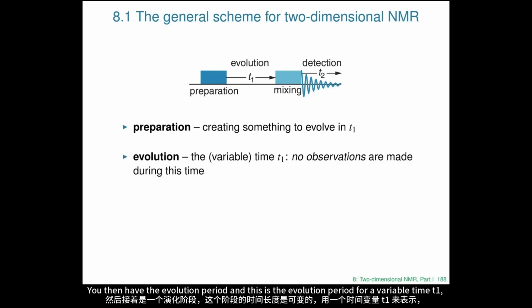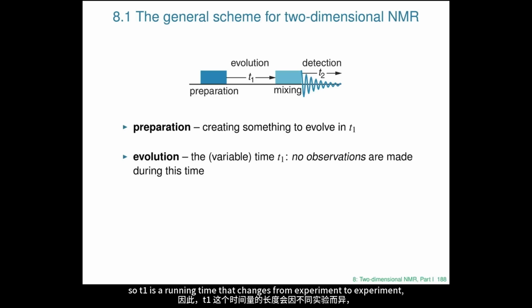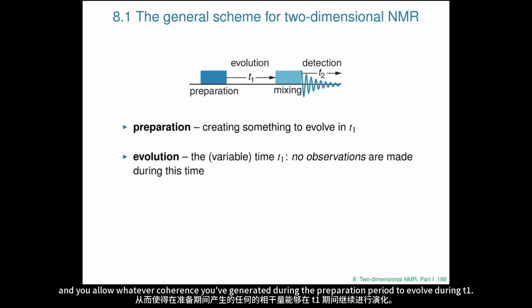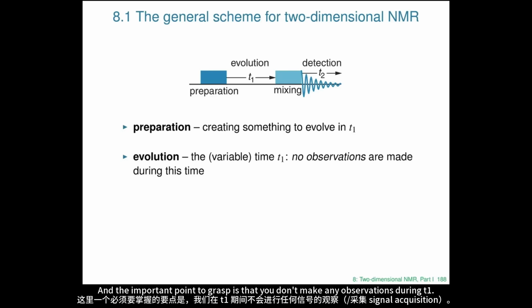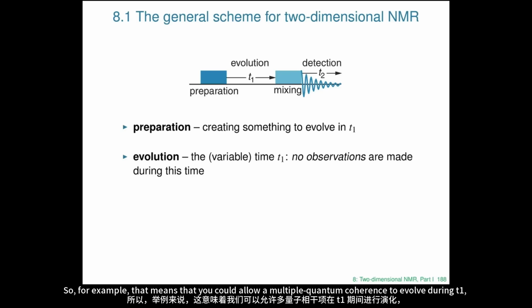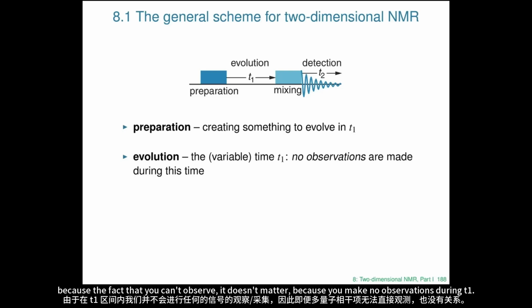You then have the evolution period, and this is the evolution period for a variable time t1. So t1 is a running time that changes from experiment to experiment. And you allow whatever coherence you've generated during the preparation period to evolve during t1. The important point to grasp is that you don't make any observations during t1. So for example, that means that you could allow a multiple quantum coherence to evolve during t1 because the fact that you can't observe it doesn't matter because you make no observations during t1.